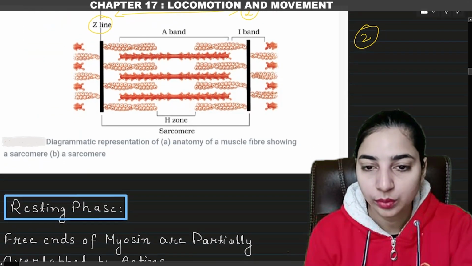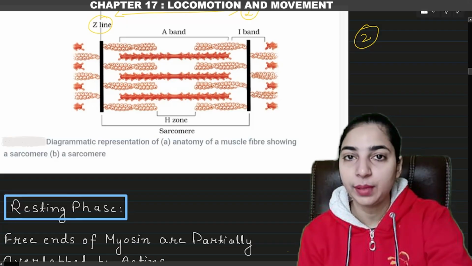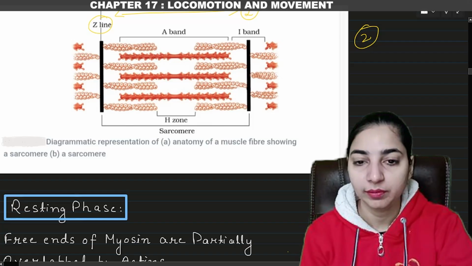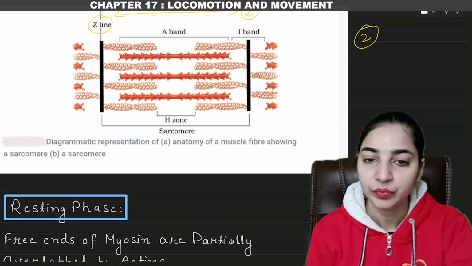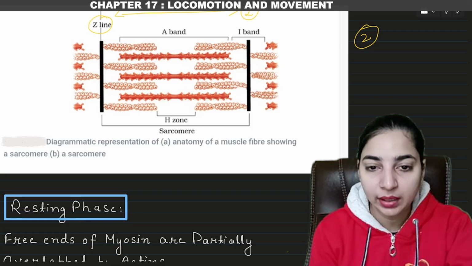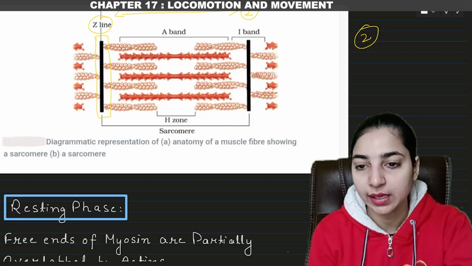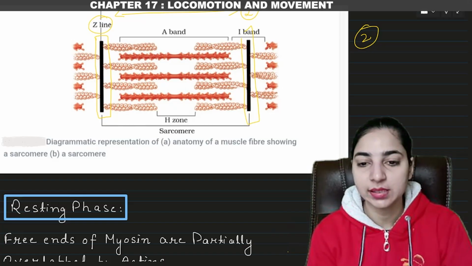Okay, so here again you can see two types of bands, the light band and the dark band. In the pinkish or light red color, we have the I band, and in the dark red color we have the A band. Okay, so the line that is bisecting the I band is known as the Z line, again in black color. It is shown in black color on the left side as well as on the right side, and the portion between these two Z lines is the sarcomere.